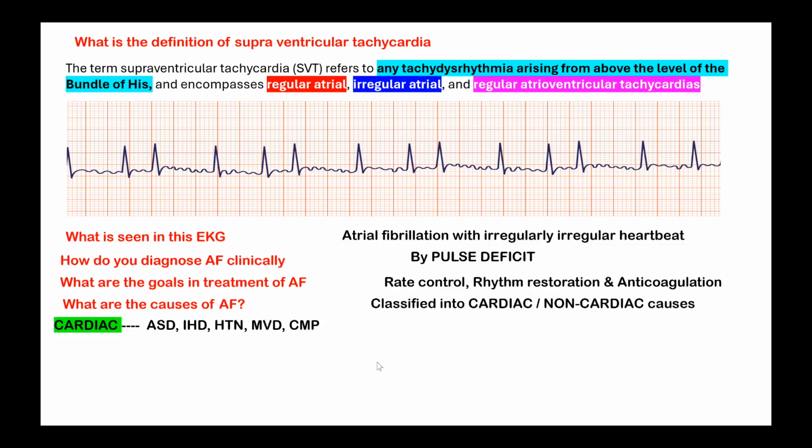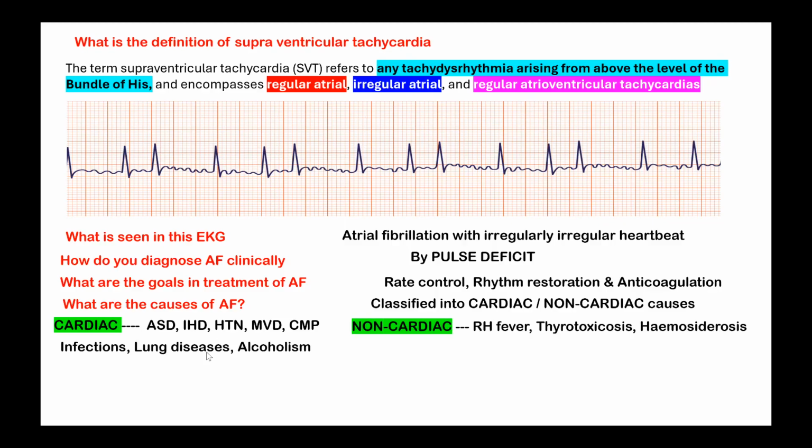What are the non-cardiac conditions? Hyperthyroidism, sir. Very good. COPD, postoperative period, infection, stress. Okay. So rheumatic fever, thyrotoxicosis, hemochromatosis, cirrhosis, infections, lung diseases, and alcoholism. All these things are non-cardiac causes of AF.